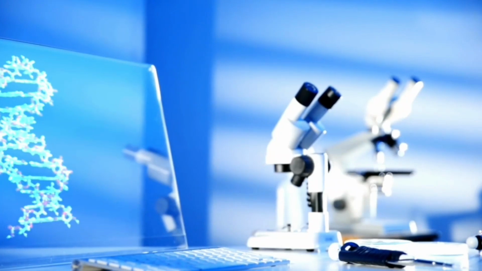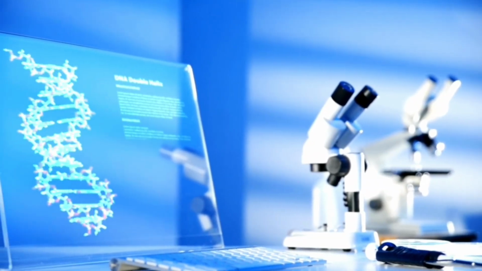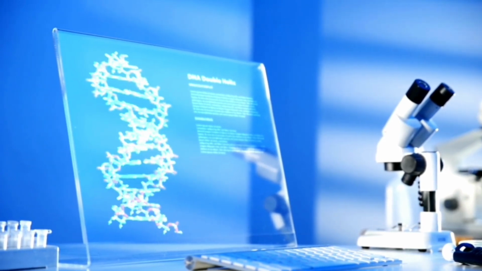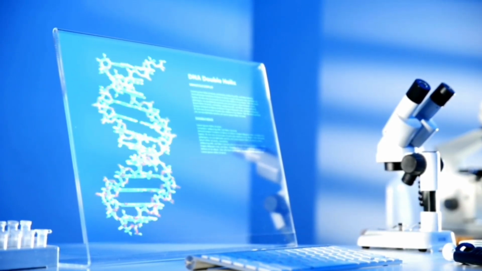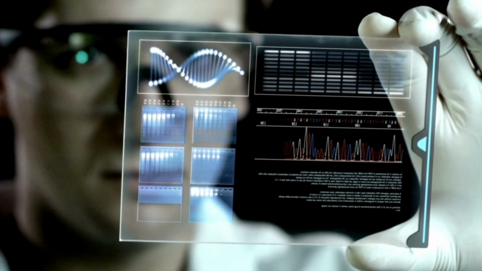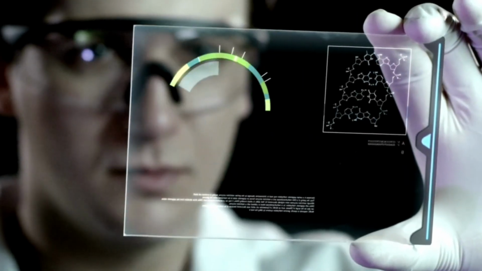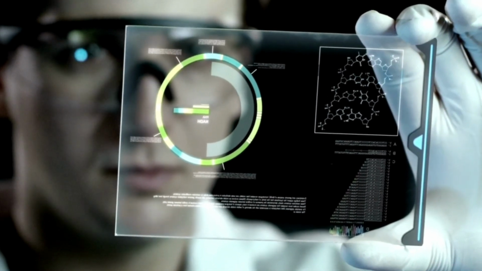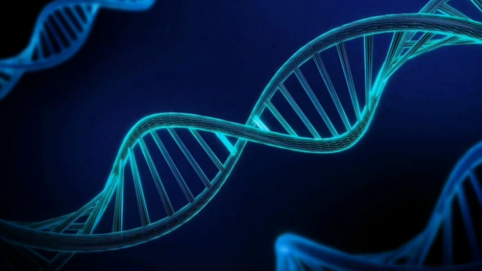The sequence of these bases along the DNA molecule encodes the genetic information, similar to the way letters in a book encode information. The specific sequence of DNA bases determines the characteristics of an organism, such as its physical traits, susceptibility to certain diseases, and other biological functions.